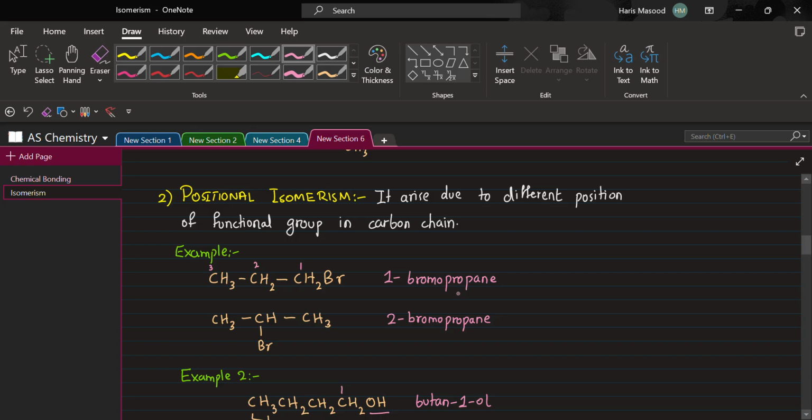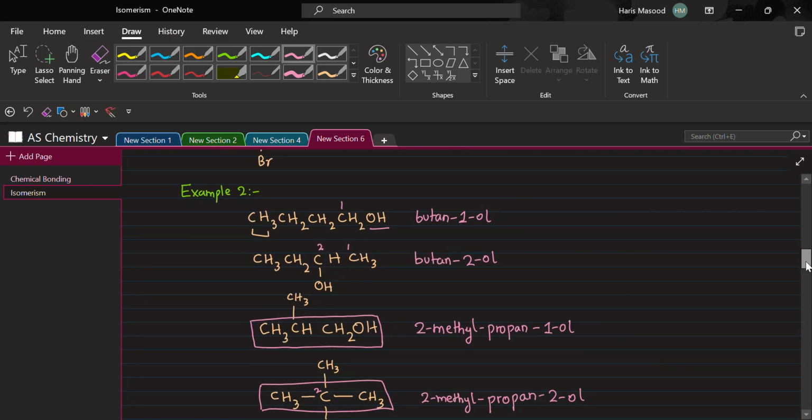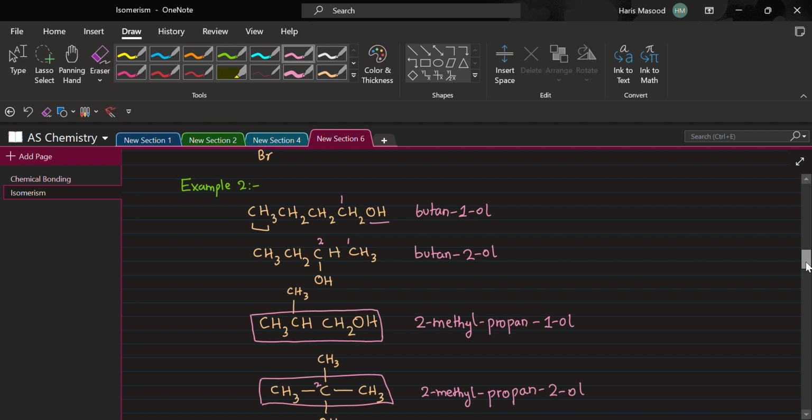Now for positional isomerism you have to shift the Br, so you placed it on the second carbon. Now it is 2-bromopropane. These two are isomers of each other, and which type of isomers? Positional isomers of each other. See example 2. First was a straight alcohol, butan-1-ol. Then you place the OH on the second carbon. It became butan-2-ol.